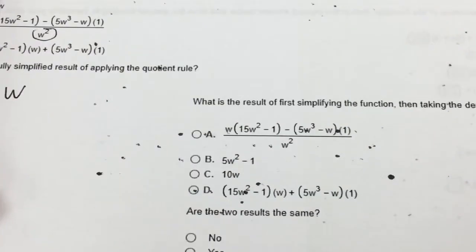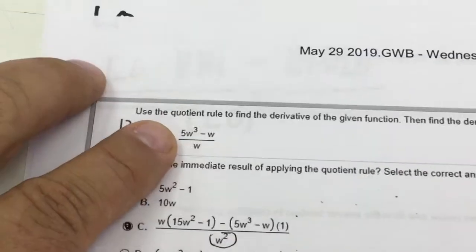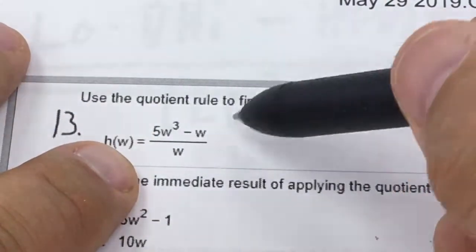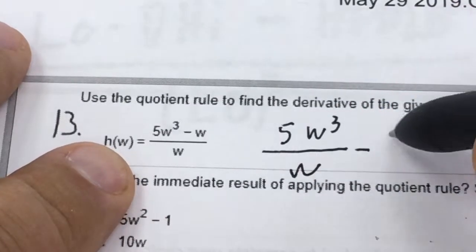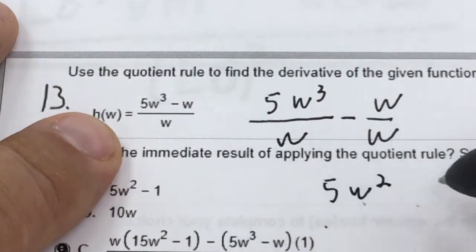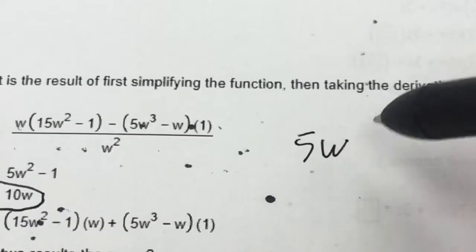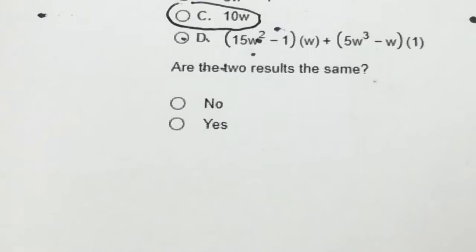Now, they wanted me to simplify the original and then figure out what the derivative is. Well, it has to be 10w. Let's simplify the original. So basically, I have to divide both terms by w. So I can split this up as 5w cubed over w minus w over w. And that's going to give me 5w squared minus 1. And now I'm going to take the derivative of 5w squared minus 1. And notice, if I do the power rule, that's going to give me 10w. Are they the same? Yes, they have to be.